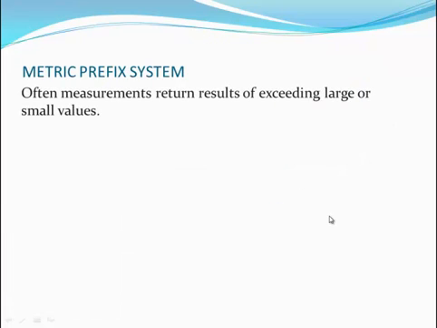So the one we touched upon slightly before is this metric system. Often the measurements, when we talk about the mass of the biosphere, are going to be exceedingly large, or when you talk about the size of a proton, are going to be extremely small. So measurements often return results of exceedingly large or small values.